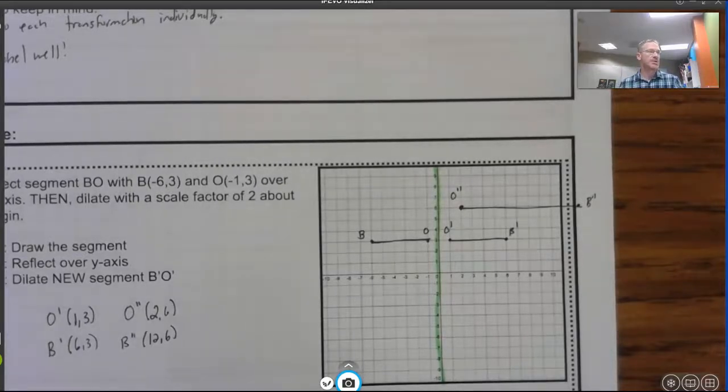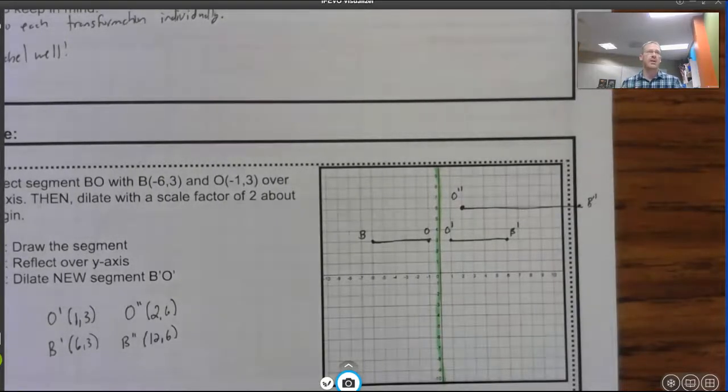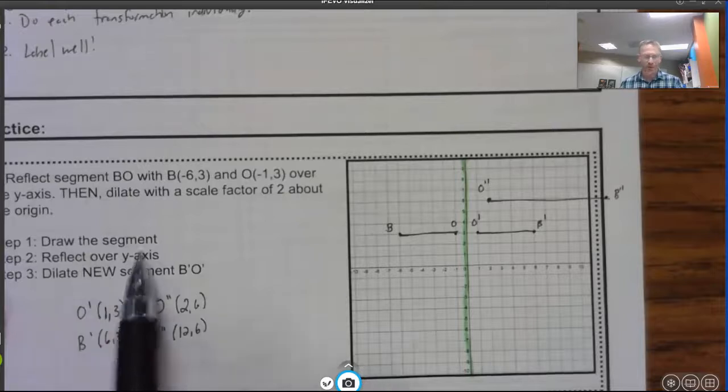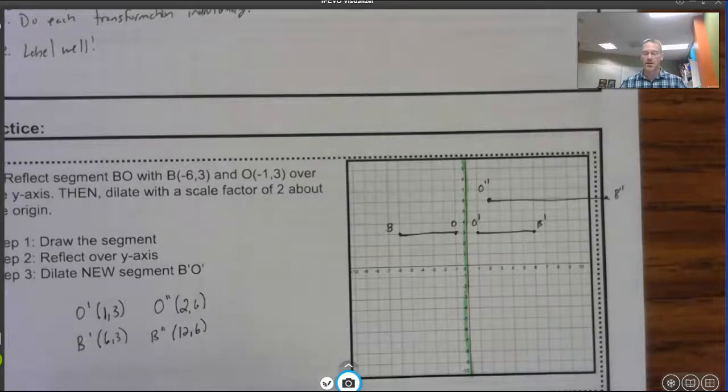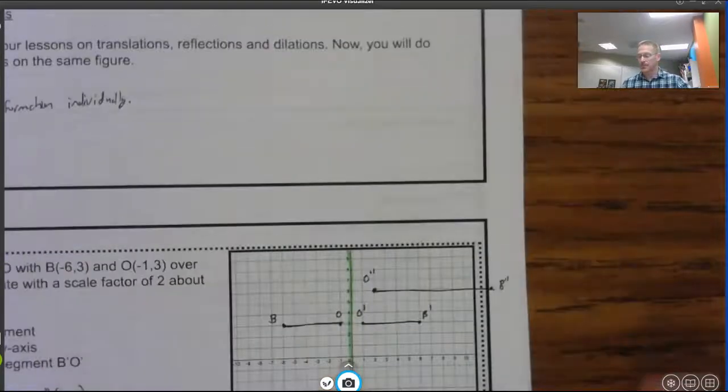So there's our composition. So you can see it's really just 2 separate problems, right? So do the first piece, do the second piece, label everything, and it should be a pretty easy process for you. All right, so now let's flip and let's do one more together.